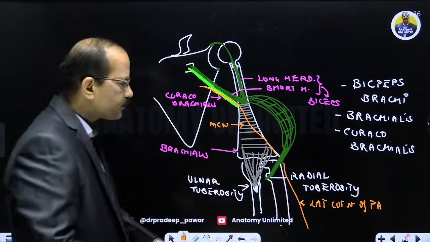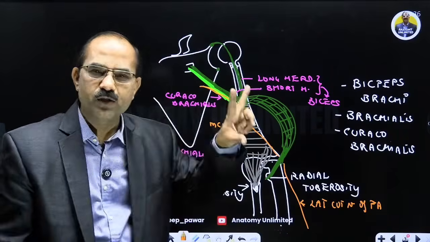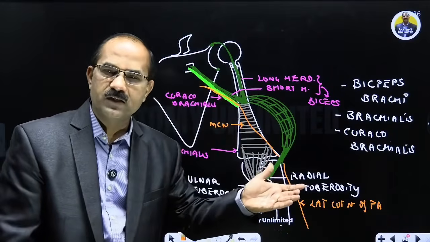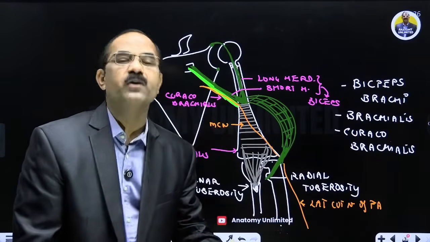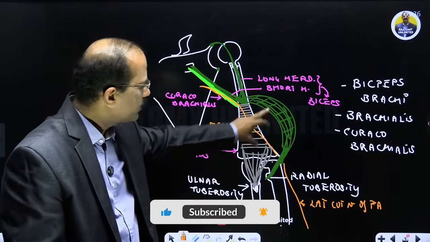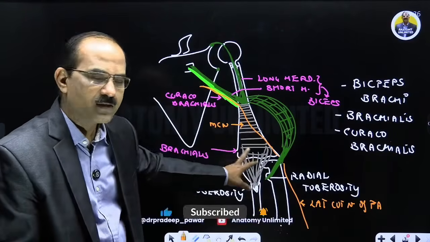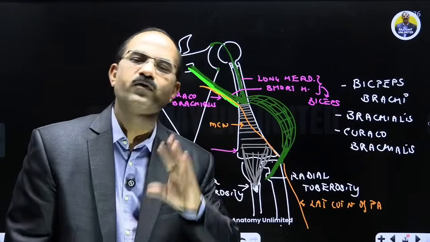समझ में आ रहा है? So musculocutaneous nerve, number 1, branch of lateral cord. Number 2, उसका root value C5, C6, C7. Number 3, present on the lateral aspect of third part of axillary artery. Number 4, pierces the coracobrachialis. 5, lies between the biceps and the brachialis. 6, continues as the lateral cutaneous nerve of forearm.